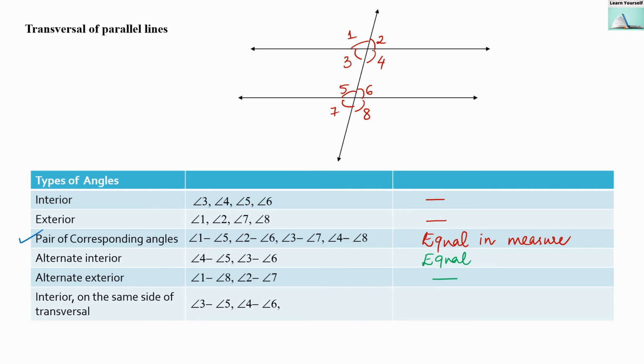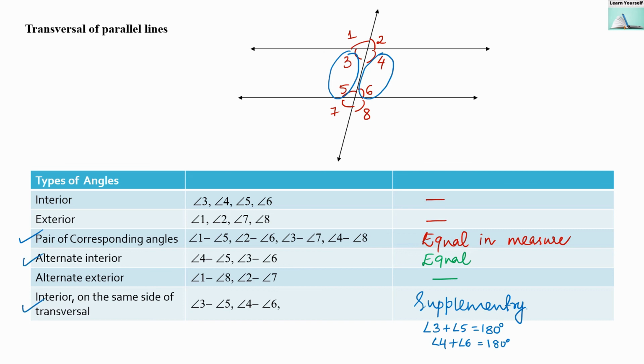Now the last one is interior and on the same side of transversal. So we have two pairs, angle 3 and angle 5, and angle 4 and angle 6. These two pairs of angles are supplementary. Supplementary means when you add the measure of these two angles, they will give you 180 degrees in total. So angle 4 and angle 6 also will give you 180 degrees in total. So that's why they are known as supplementary. So you have to remember these three types of angles and their property.